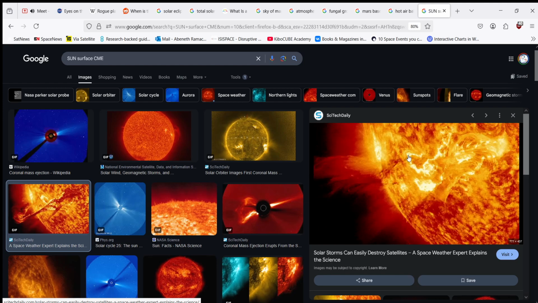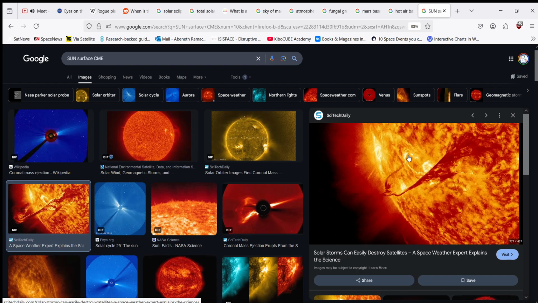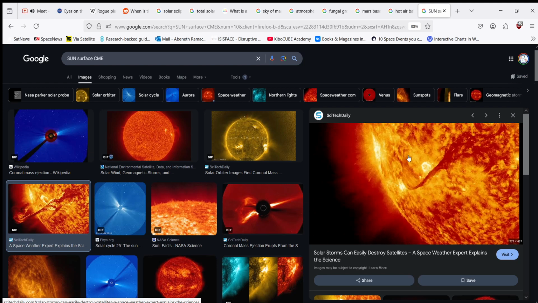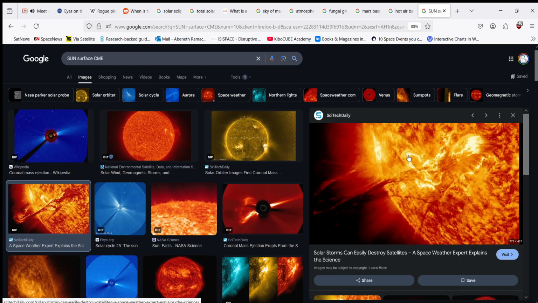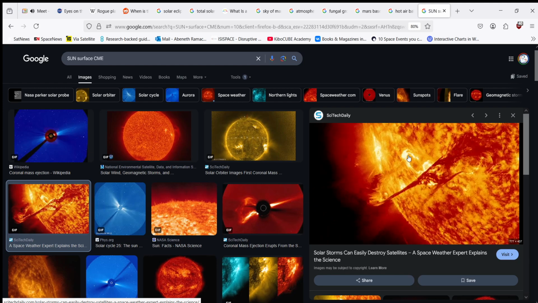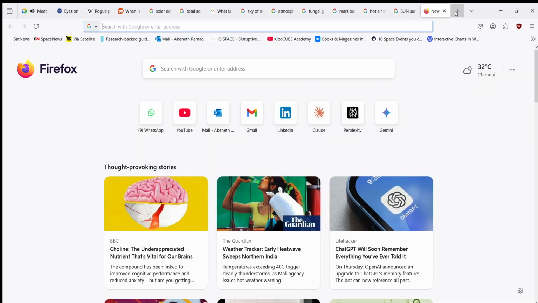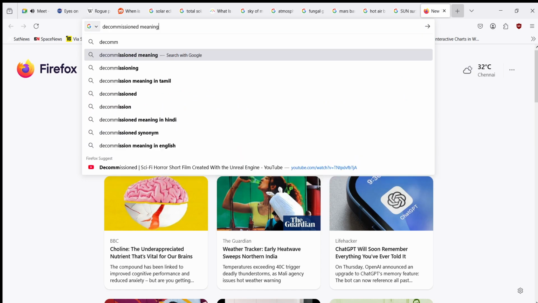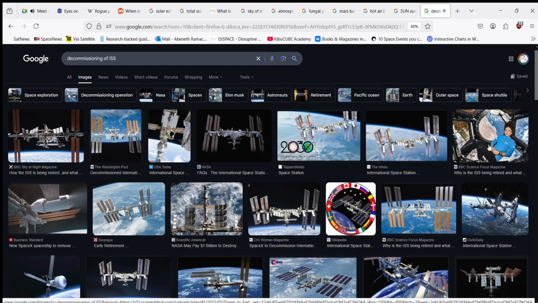Sir, can the space station be remote controlled? It is actually being remote controlled. Nobody is actually driving the space station. It is all controlled using a lot of modules. Sir, some people are saying the space station is 30 years old and it's going to break. Is that true, sir? It's not going to break. It is going to be decommissioned. There is a difference between breaking and decommissioning. Decommissioning of ISS is going to happen sometime in the 2030s. So after that, it will be sent out.